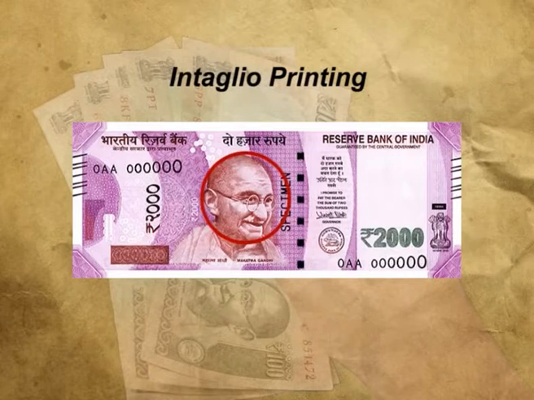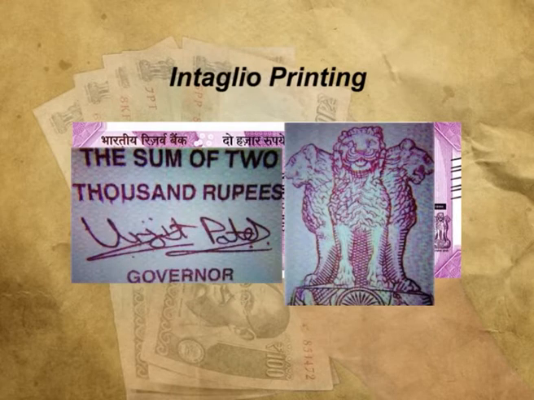Intaglio printing. The portrait of Mahatma Gandhi, Reserve Bank seal, guarantee and promise clause, the Ashoka pillar emblem on the right, and the RBI governor's signature are printed in intaglio, that is, in raised prints which can be felt by touch. They are produced by the reverse etching process. Generally, this feature is available in rupees 20, rupees 50, rupees 100, rupees 500 and rupees 2000 denominations.